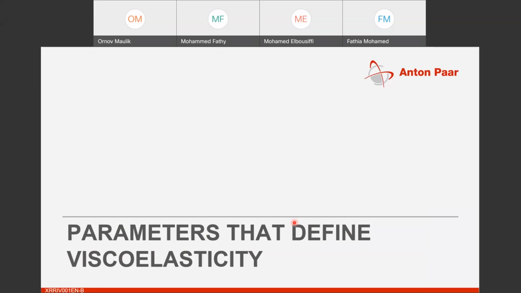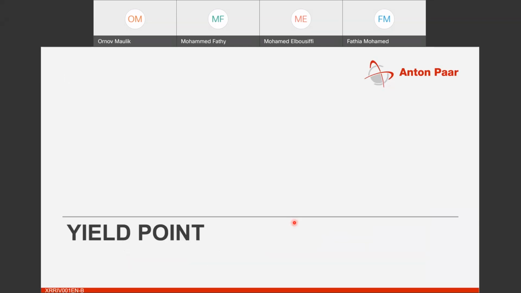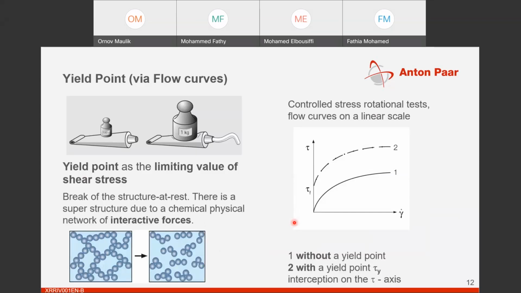Now, what are the parameters that define viscoelasticity? The first parameter is, of course, yield point. Yesterday, Dr. Muhammad had actually shown various studies concerning yield point. So what this yield point actually is: yield point can be defined as a limiting value of shear stress, or in simple terms, the minimum amount of stress that is required to plastically deform any particular material.